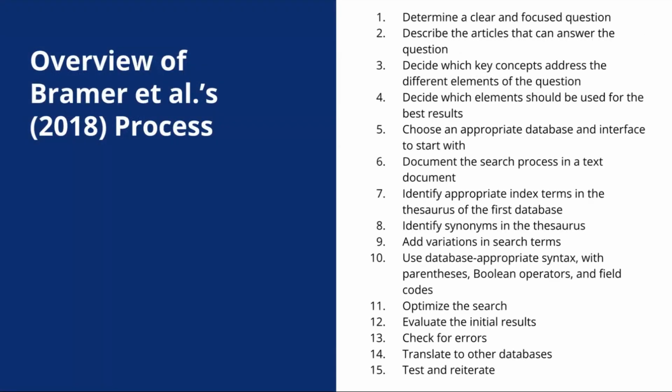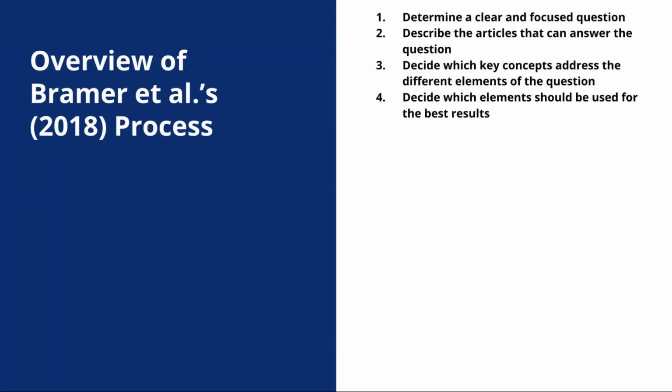These 15 steps of developing a systematic review search are described in the 2018 Bramer article. Here, the first 4 steps focus on getting clear on what your research question is and identifying the most essential concepts that all articles we hope to find should discuss.